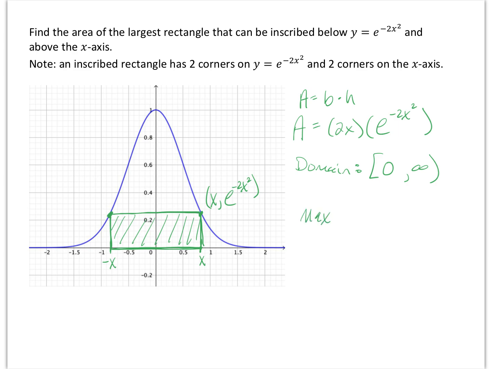So I know that the max area will occur at a critical point or an endpoint of the domain. So my function that I'm trying to maximize is A of x equals 2x e to the negative 2x squared on the domain 0 to infinity. Okay, so the maximum will happen at a critical point or an endpoint.